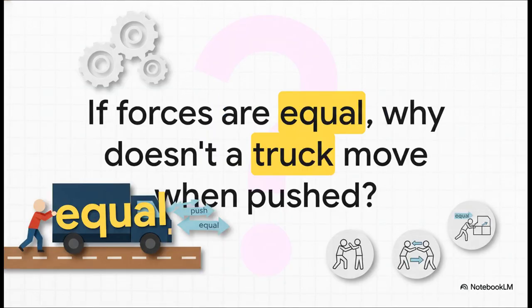And that leaves us with one final puzzle to chew on. If you go and push on a giant truck, the third law says the truck pushes back on you with an equal and opposite force. So, if the forces are equal, why is it even possible to move the truck? Why don't they just cancel out? The answer actually forces you to combine all three laws, revealing the beautiful interconnected logic of how our world really works.